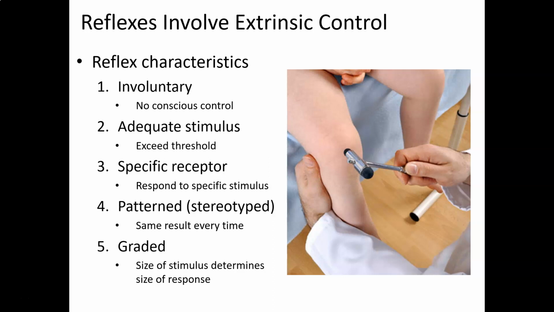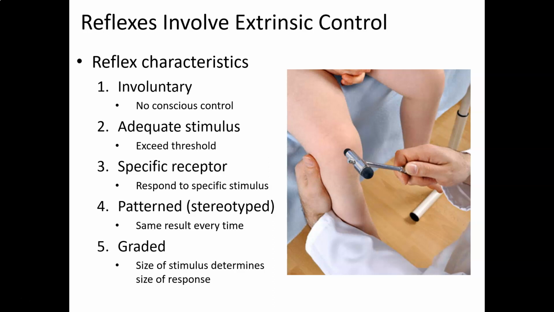And one of the problems with the way reflexes are typically defined, especially in the non-physiology books, is they don't do an adequate job in terms of explaining what it really is. And so you can put these 5 things together into a sentence if you want to make a definition. But here are the things that make up a reflex. Here are the characteristics of a reflex.